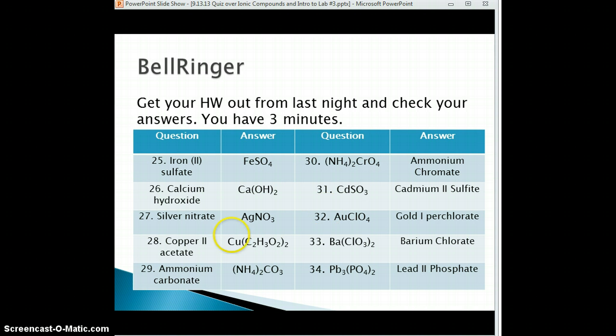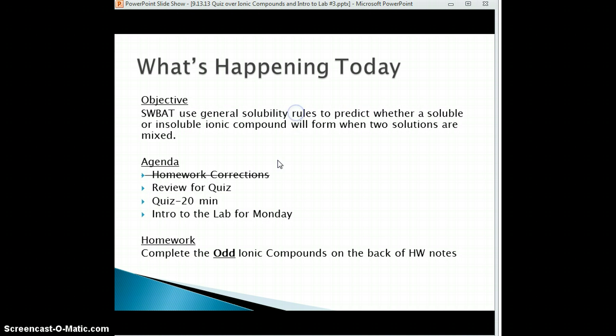Okay, time is up. Let's transition to what we're talking about today in class. Today we're going to introduce the lab after we take our quiz on ionic compounds, which I mentioned yesterday. I'm going to give you guys a little bit of time to review at the beginning of class with a partner. I'm also going to go through a couple questions on the homework that I know students have either struggled with in the past or have struggled and called me this evening about, which is perfectly fine.